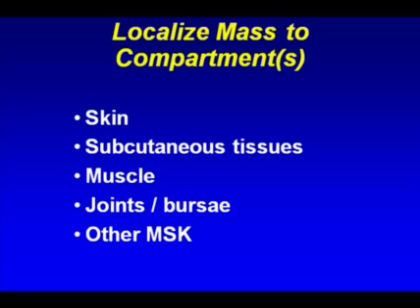Next, it's important to localize the mass to a compartment, because again, depending on the compartment, a different differential will present itself. So the mass could be in the skin, it could be in the subcutaneous tissues, could be in the muscle, could be related to a joint or a bursa or other musculoskeletal structure.